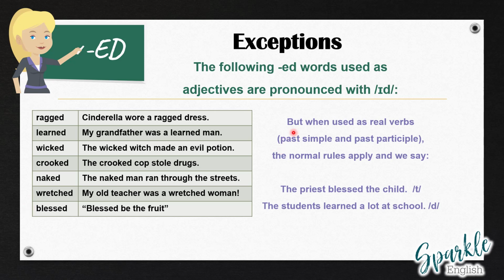But when used as real verbs, past simple and past participle, the normal rules apply. And we would say, for example, the priest blessed the child, because in this case, this would be a verb. The students learned a lot at school, because in this case, learned would be a verb. So only when you're using these as adjectives would you pronounce these words with an id.